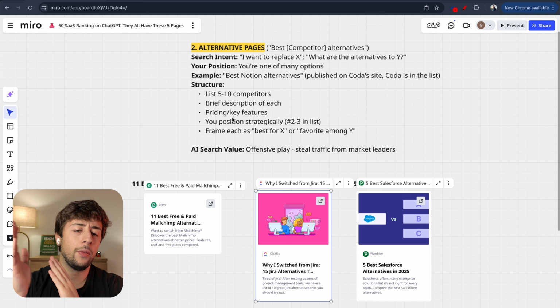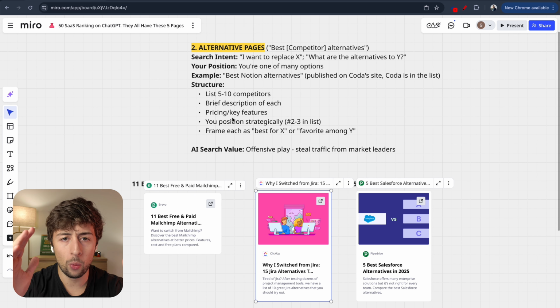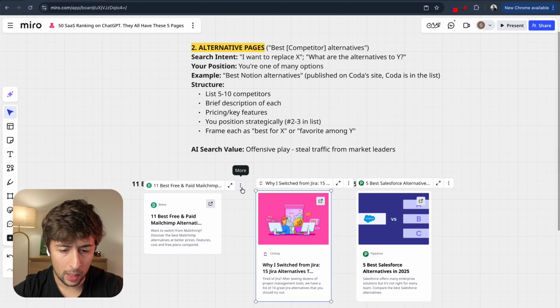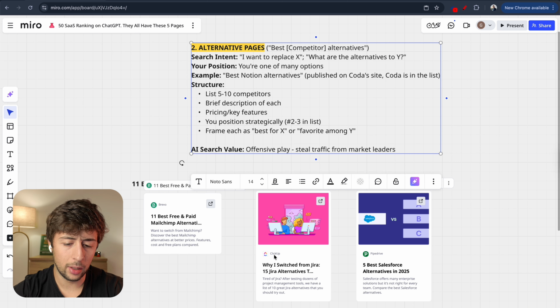So the difference between comparisons and alternatives is that comparisons is basically 1v1 and alternatives is like 1v8, 1v10. So it's you against multiple competitors. And the thing here is that, for instance here, ClickUp is actually on top. You want to strategically position your product in the top 1 to top 3 in the list. And position each competitor as best for something, right? This is a bit more offensive because you are actually stealing the traffic from your market leaders, right? I just searched for top Jira alternatives, and yeah, it just goes to ClickUp. So it's a bit more aggressive, but it's quite different from comparisons.